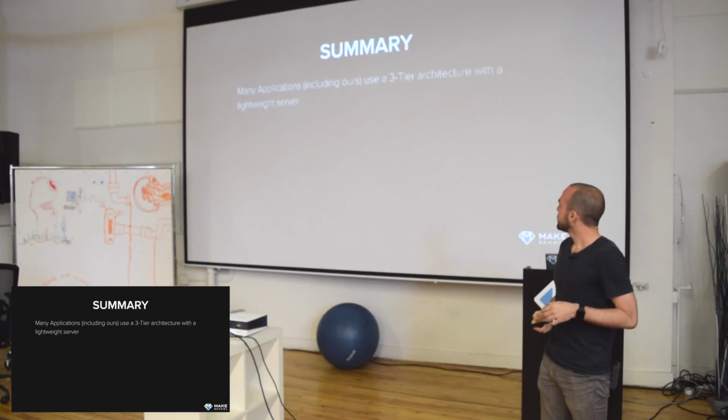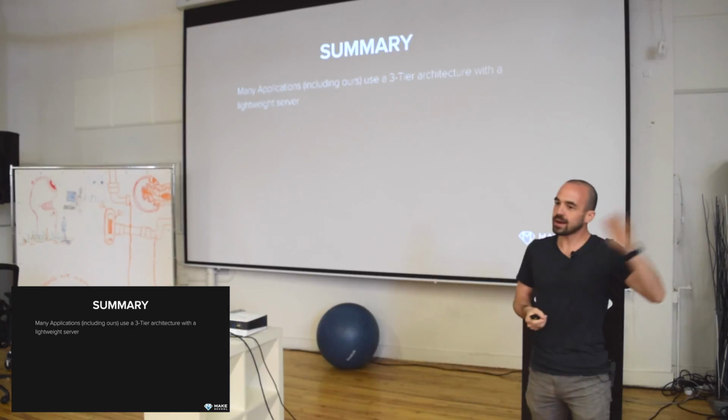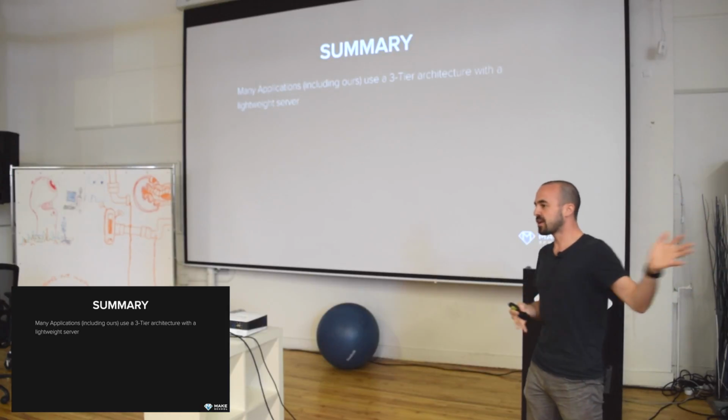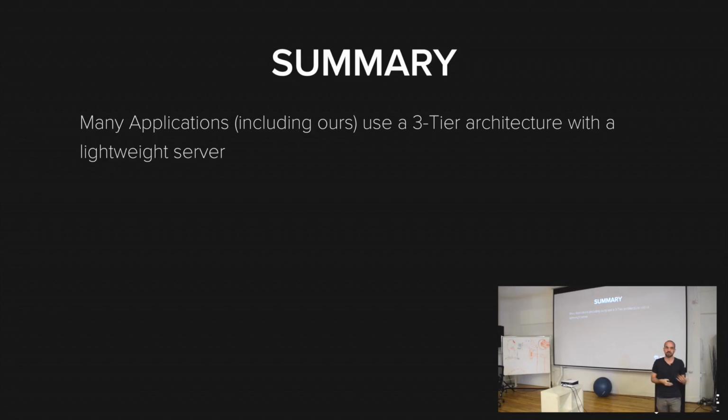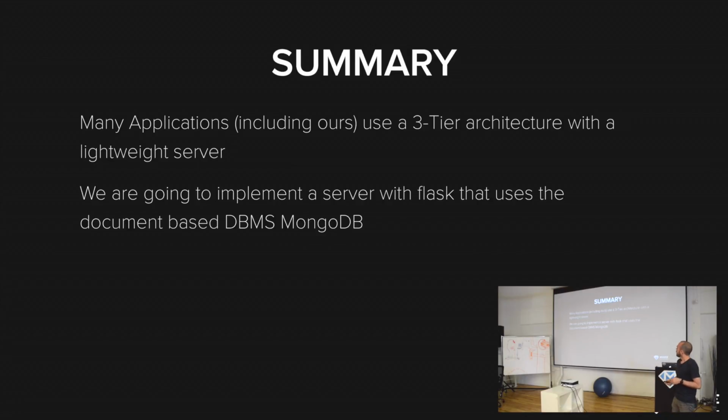Cool. To summarize that, at the beginning, we talked about a lot of stuff. We started out talking about the architecture of our server. And I mentioned that we're going to use a 3-tier architecture, which means we have a client, a server, and a database. And our server is going to be fairly lightweight, as in it will mostly just store information on the database and receive that. We're going to implement a server with Flask, and we use the database called MongoDB.